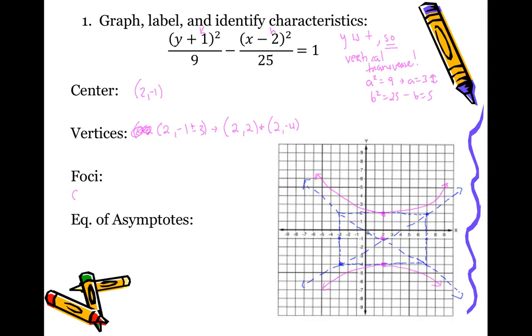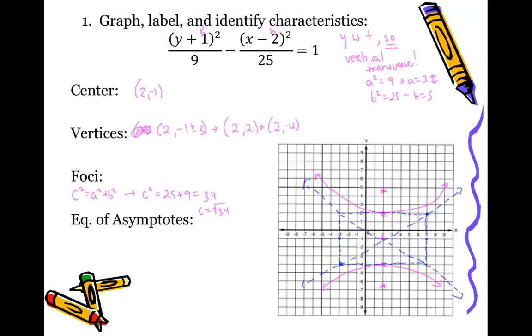So to get the focus points, it's c squared equals a squared plus b squared. So remember, c is still a distance. So c squared equals 25 plus 9, or 9 plus 25. Does not matter the order, which is 34. So c is going to be the square root of 34. Right? I think that's going to be somewhere between 5 and 6. So from the center, I'm going to go up 5. 1, 2, 3, 4, 5 and something. So here's a focus. And 1, 2, 3, 4. Here's a focus.